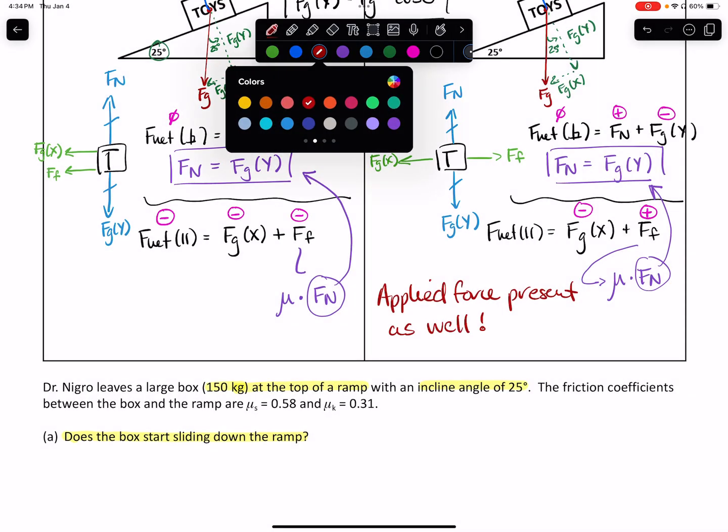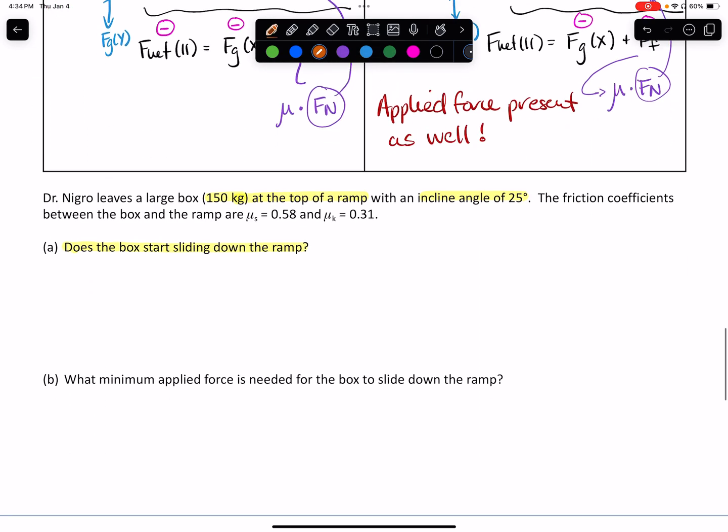Let's do orange. All right. I need to decide if the x component of the force due to gravity is greater than or equal to the static force of friction, then the box will slide. So I'm going to need to decide that first. I'm going to do just what I've done on my other problems. I'm going to set those two things equal to each other.